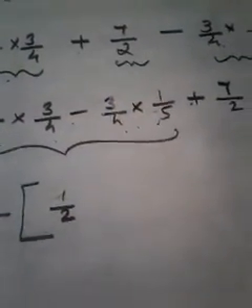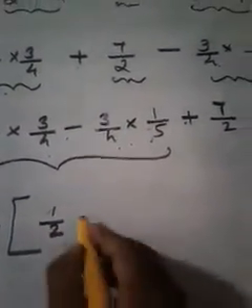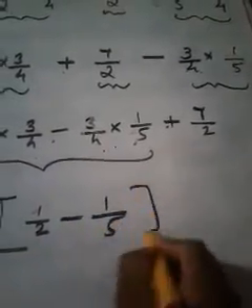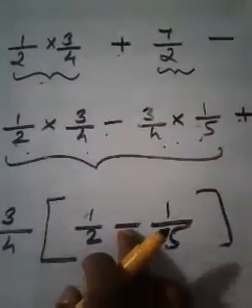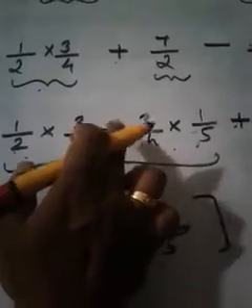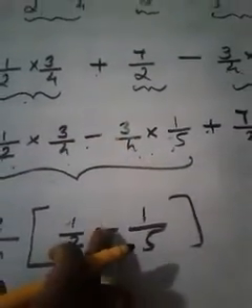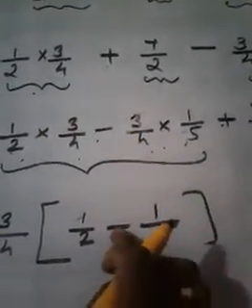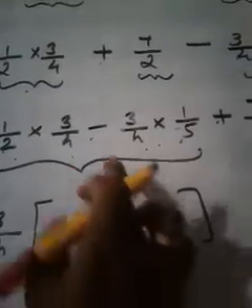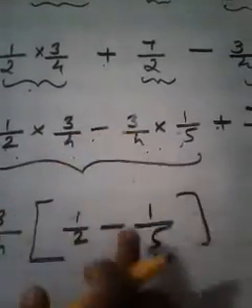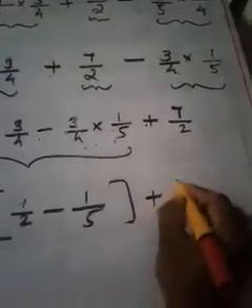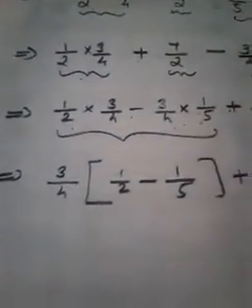That means you have to write minus 1 by 5. Don't forget. You are not supposed to write a multiplication sign here. You are supposed to write this same sign here. Are you following me? Many students write a multiplication sign here. You are not supposed to do that. Okay. Plus 7 by 2 as it is. You may understand.